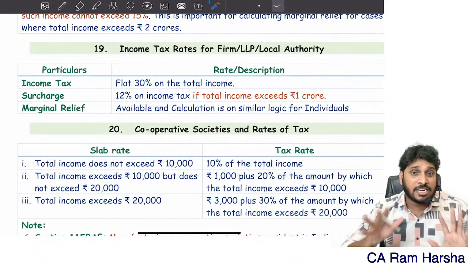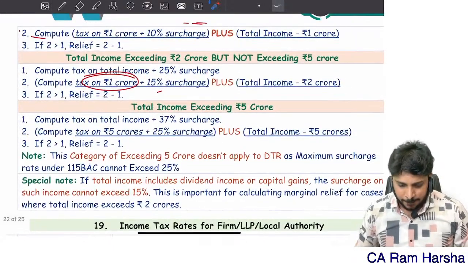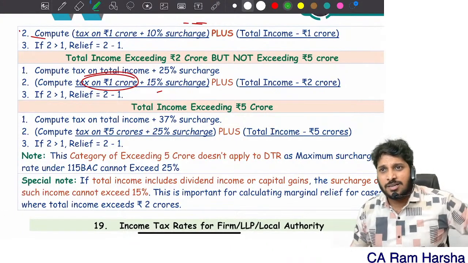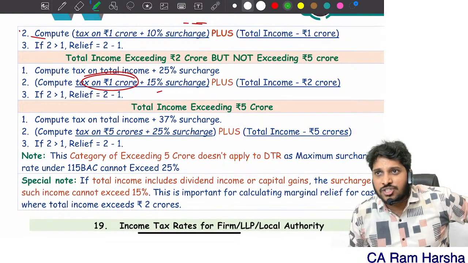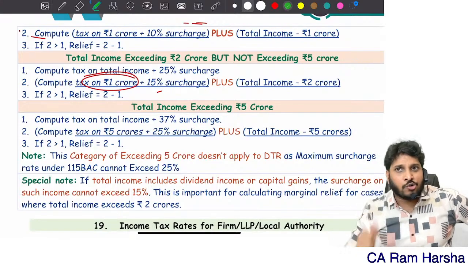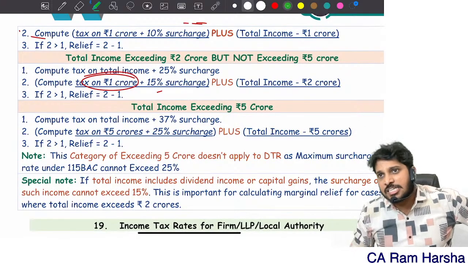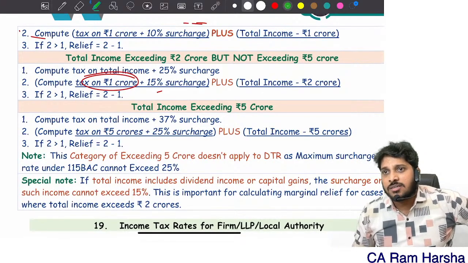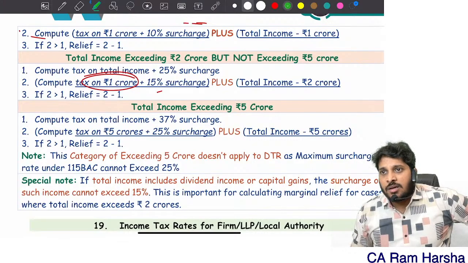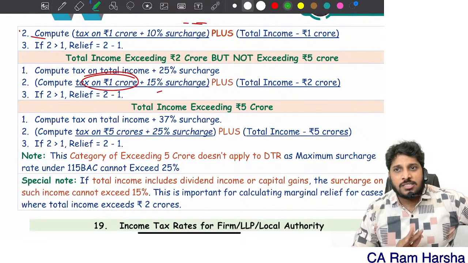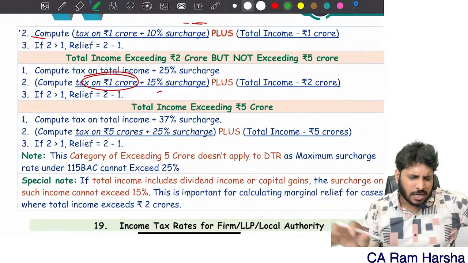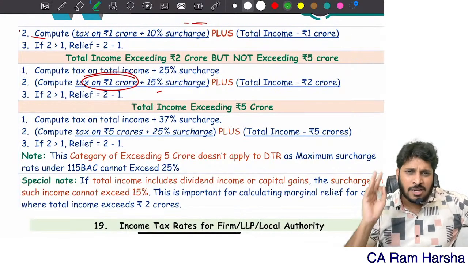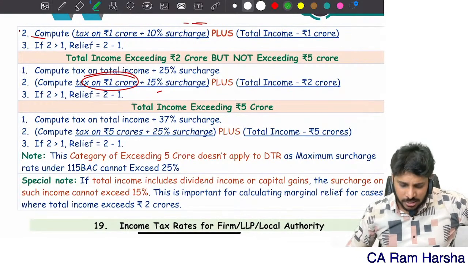Let me cover the agriculture income related discussion. Getting it? Students, is anybody asking about surcharge? Surcharge for dividend, I told you. Somebody is asking about surcharge for dividend. Yes, I clarified it. Under the default tax regime, once income crosses 2 crore, it doesn't matter whether your income is more than 2 or more than 5 crore. The maximum surcharge rate is always 25%. That's it.